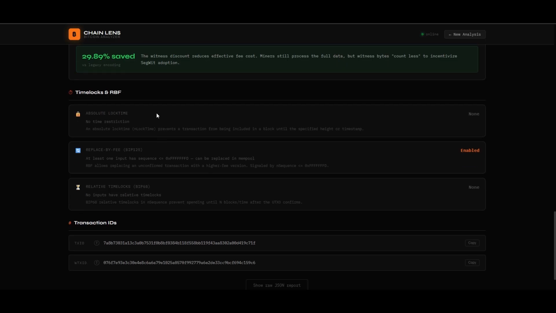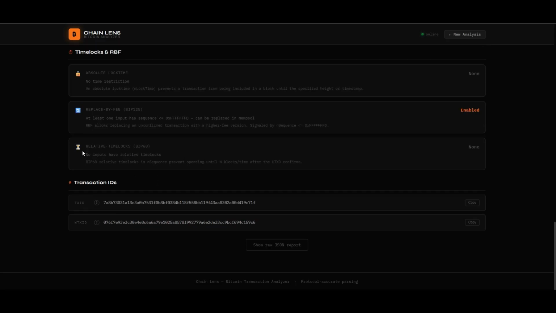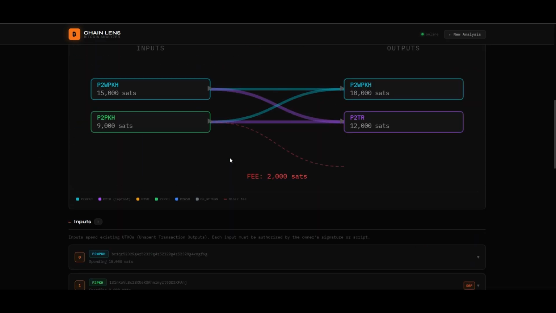Now, what is the difference between absolute and relative time lock? So absolute lock time is what I said: you cannot spend it, you cannot mine it before the 25th of February. And relative is based on when the output was mined. It's basically saying you can spend this output, let's say, 8 blocks after it was mined. So this is the difference. So that was the overview.